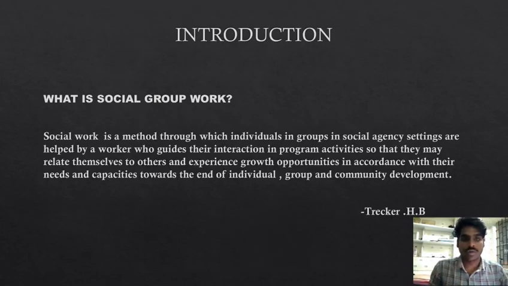We are going to look at the definition of social group work. Social group work is a method through which individuals in groups in social agency settings are helped by a worker who guides their interaction in program activities so that they may relate themselves to others and experience growth opportunities in accordance with their needs and capacities towards the end of individual, group, and community development. This definition was given by Trekker H.B.